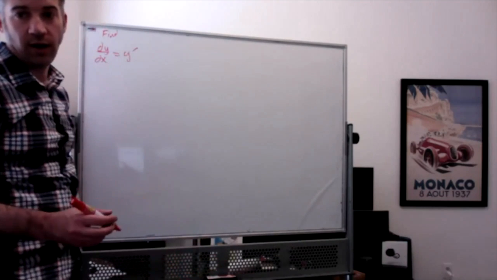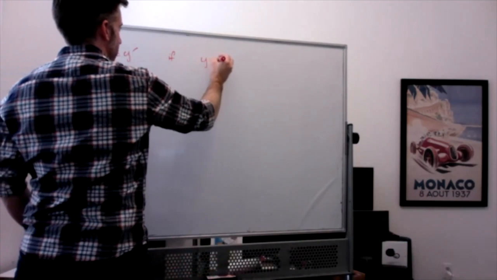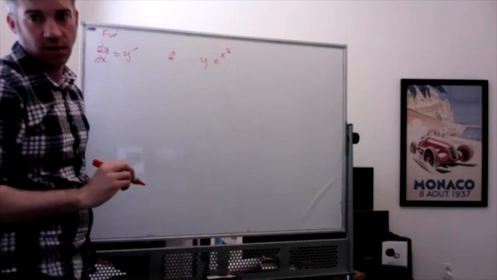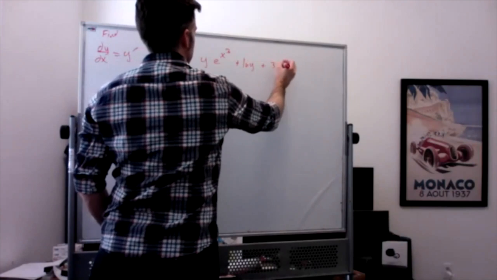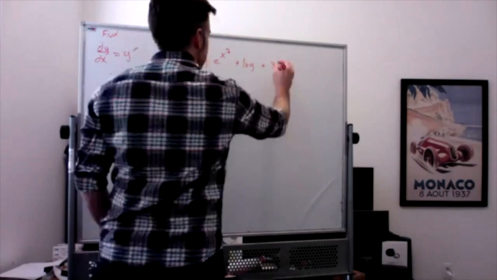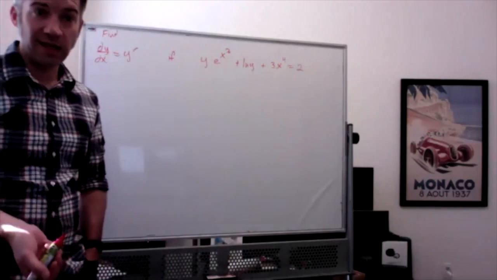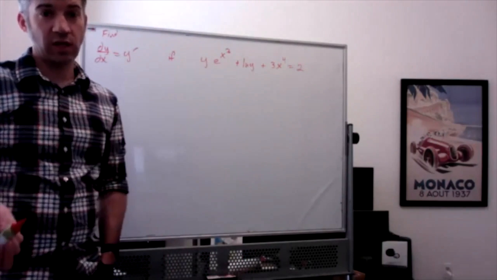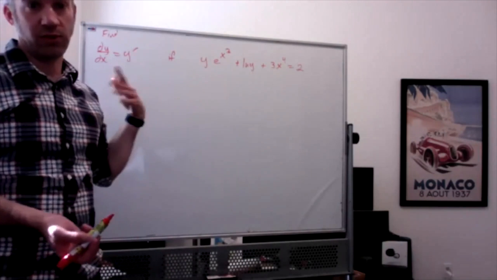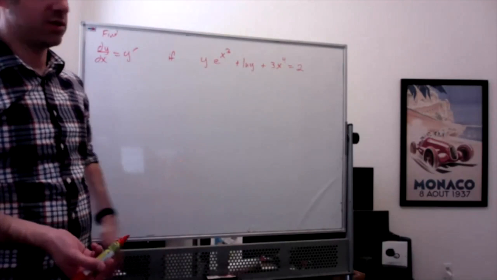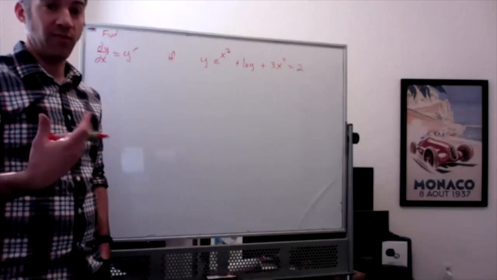Find dy dx, or y prime, if we have the equation y times e to the x cubed plus natural log of y plus 3x to the 4th equals 2. So even though they didn't say it, this question is screaming at us to use implicit differentiation. You've got x's and y's jumbled together, so you have to take the derivative implicitly. Meaning when we differentiate something with y in it, we're going to end up multiplying by y prime.